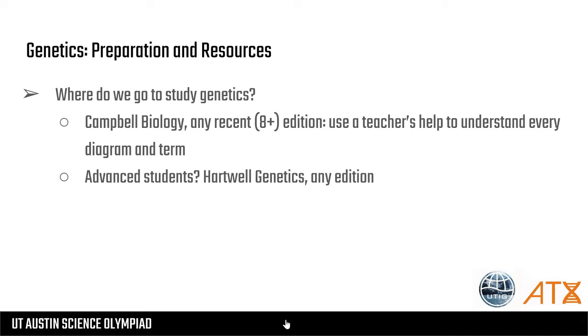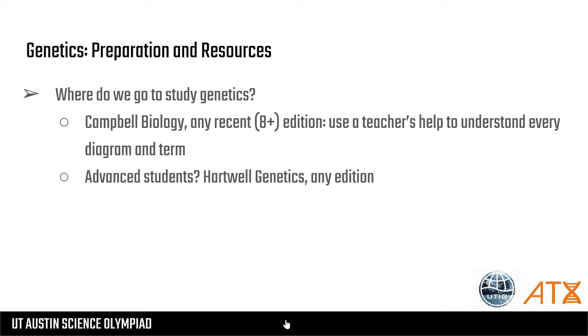So where do we go to study genetics? A great place to start for any life science event, except for something like Disease Detectives that is so specialized that there's already a really good resource out for that, is Campbell Biology, any recent 8th or later edition. If you were in the study resources talk, we talked about 8th edition Campbell textbooks going for probably $5 used or even less online, because at this point they're at like the 11th or 12th edition. You can also use a teacher's help, like going to tutorials of actual biology teachers at your school, to help understand every diagram and every term.